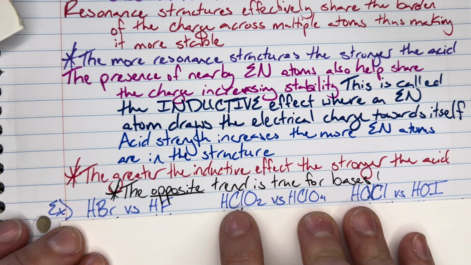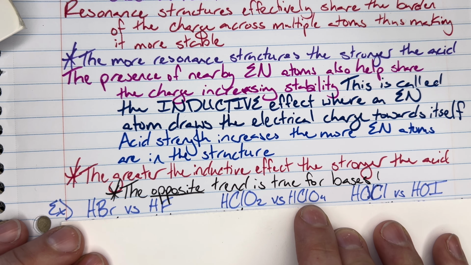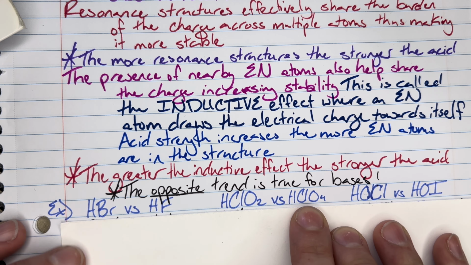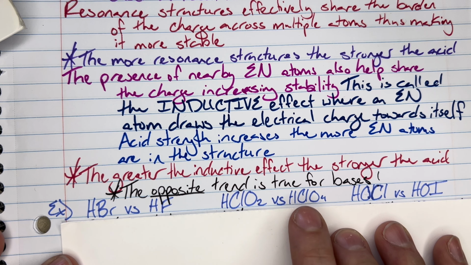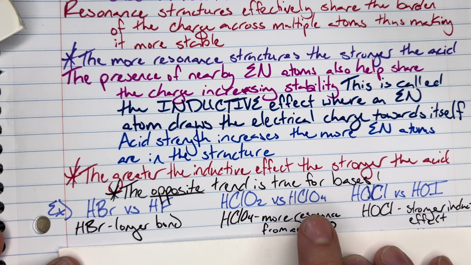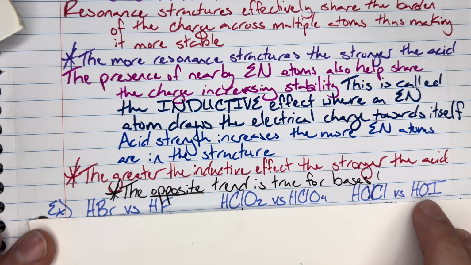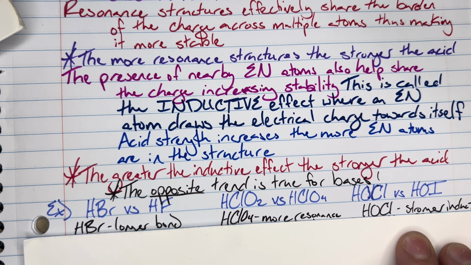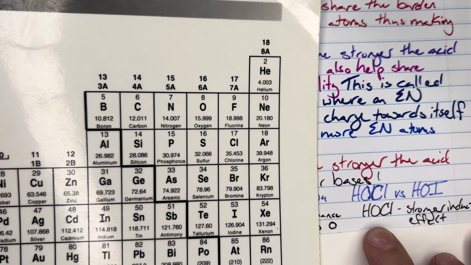For hypochlorous acid versus perchloric acid, I have 2 oxygens versus 4 oxygens here. So I have an increased number of oxygens, so more resonance structures. And so my perchloric acid is going to be stronger than my chlorous acid because I have more resonance structures from those additional oxygens.